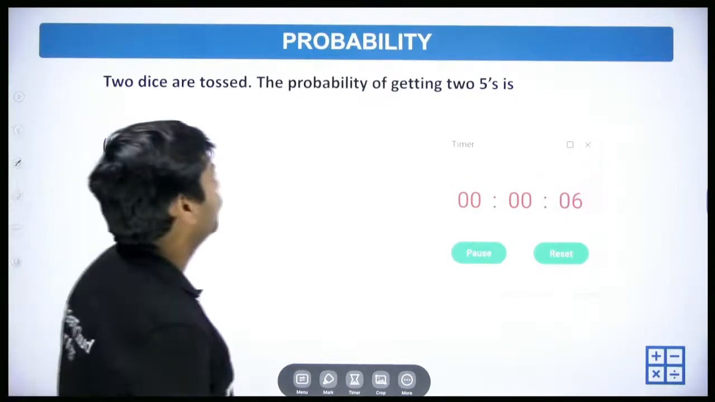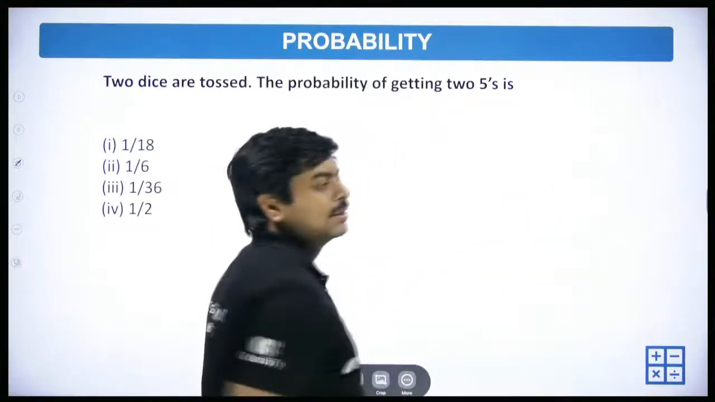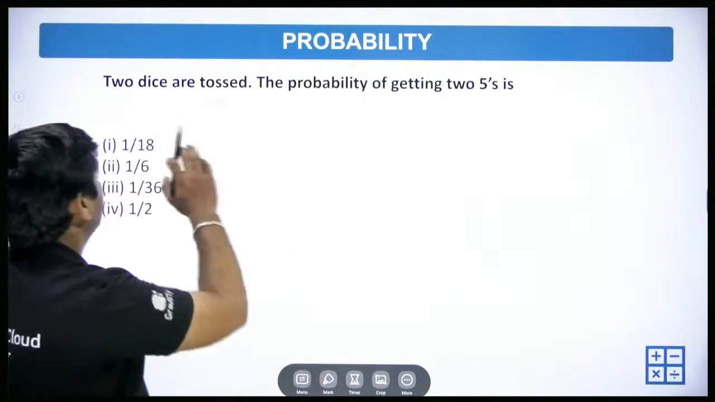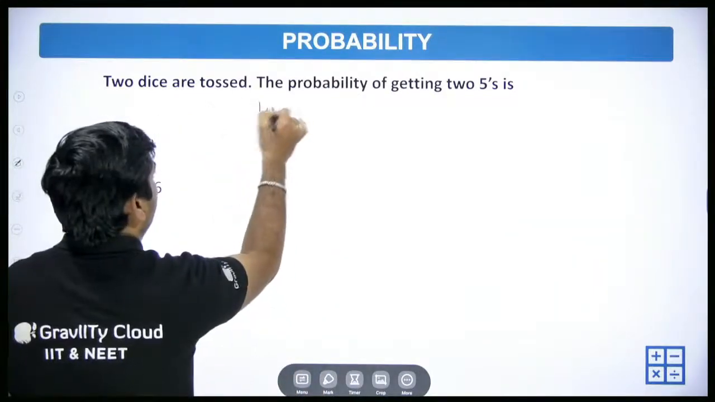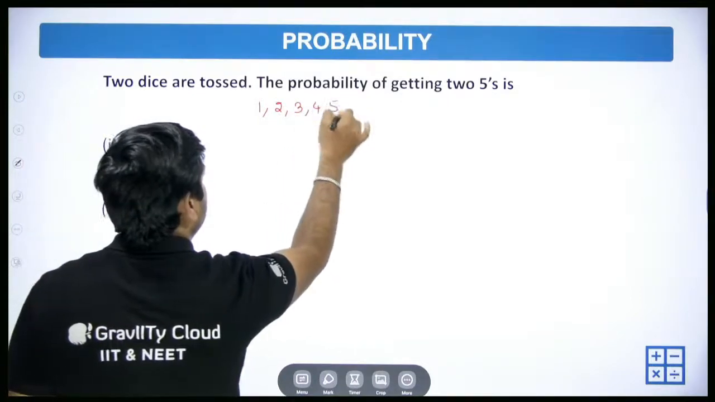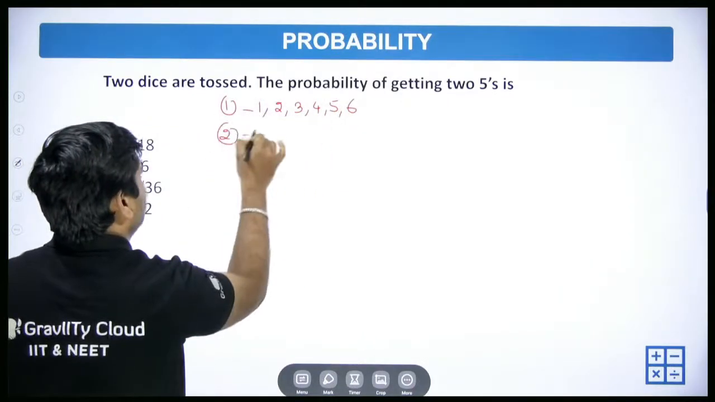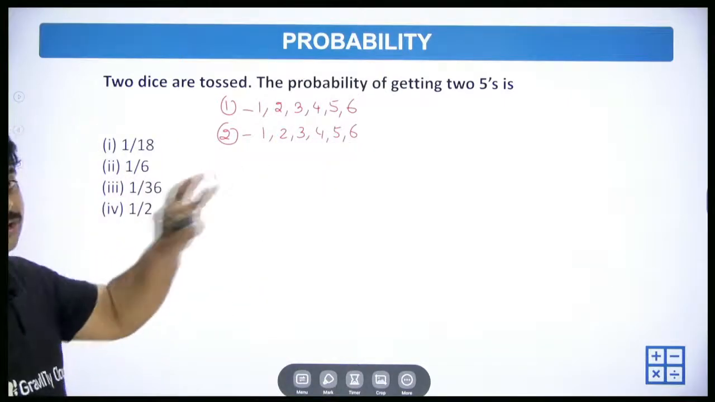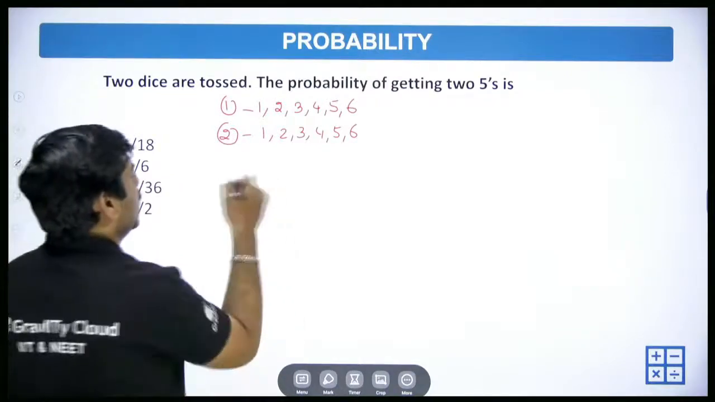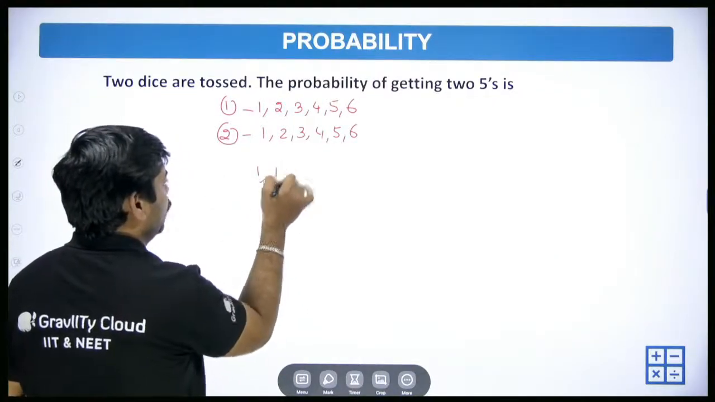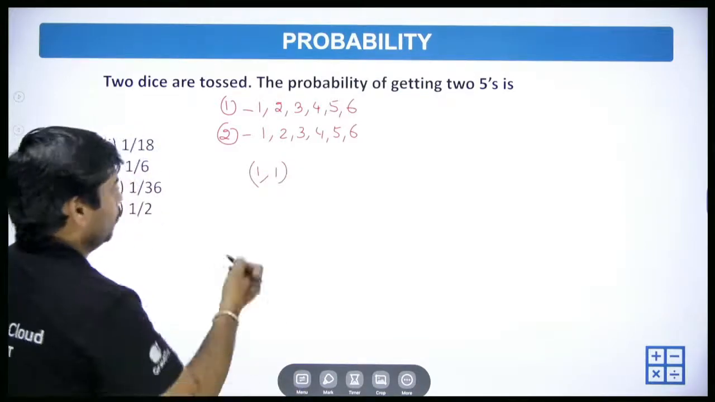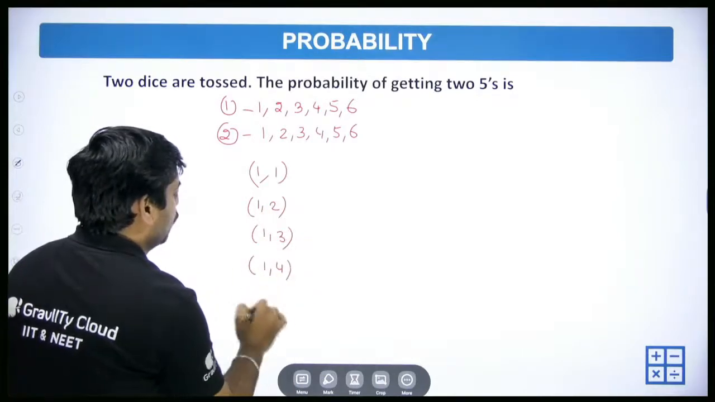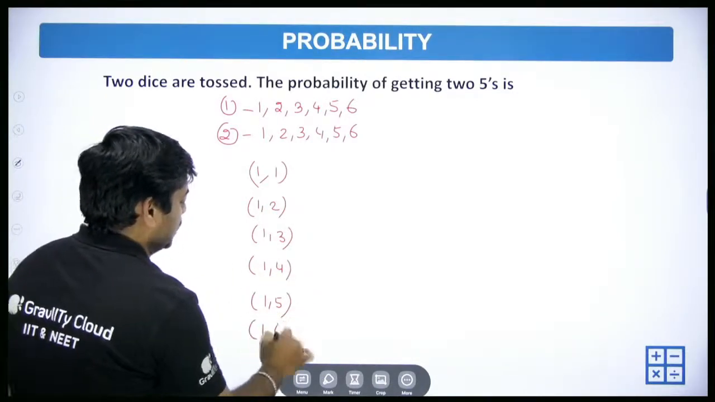2 dice are tossed. The probability of getting 2 5s. As we discussed, a total of 36 possibilities are there when we toss two dice, right? So the die 1 will have the options 1 2 3 4 5 6, and the die 2 will have the same options 1 2 3 4 5 6. Total 6 plus 6, it's not 12. If in the first die you get 1, the second die will give you 1, so that is one possible outcome, or 1 comma 2, 1 comma 3, 1 comma 4, 1 comma 5 and 1 comma 6. So let's try to write all this.